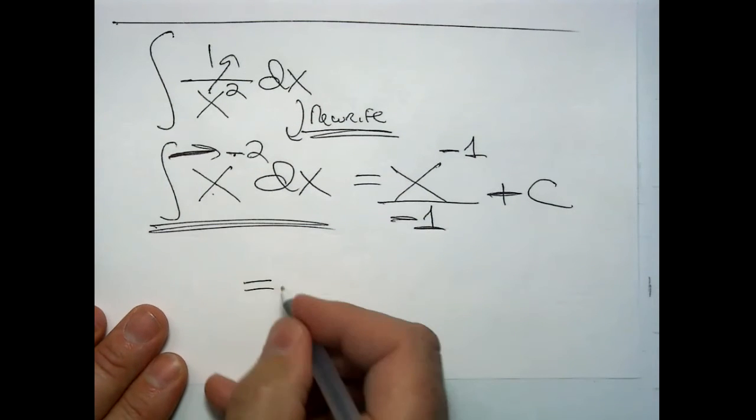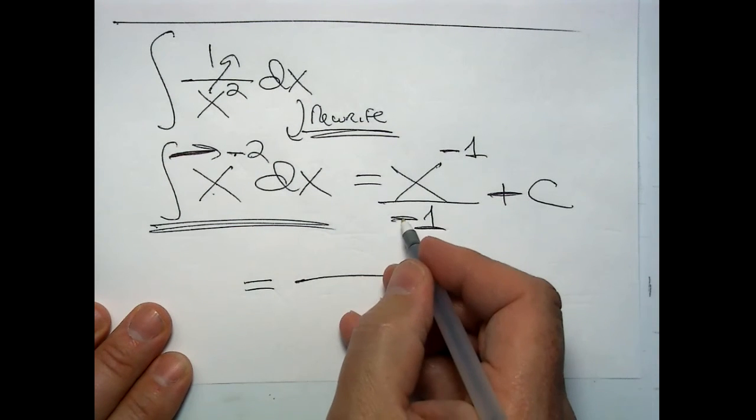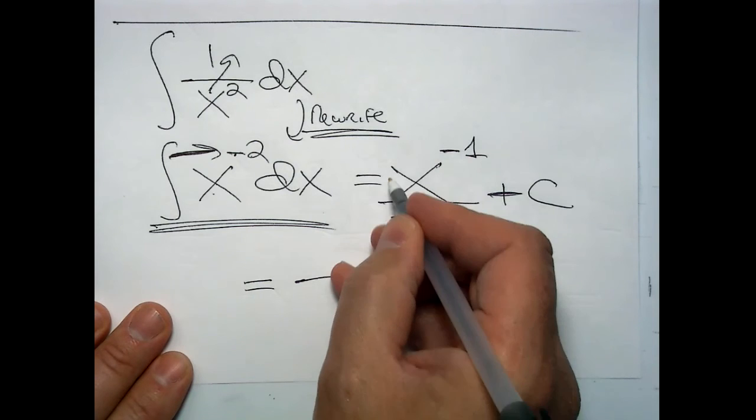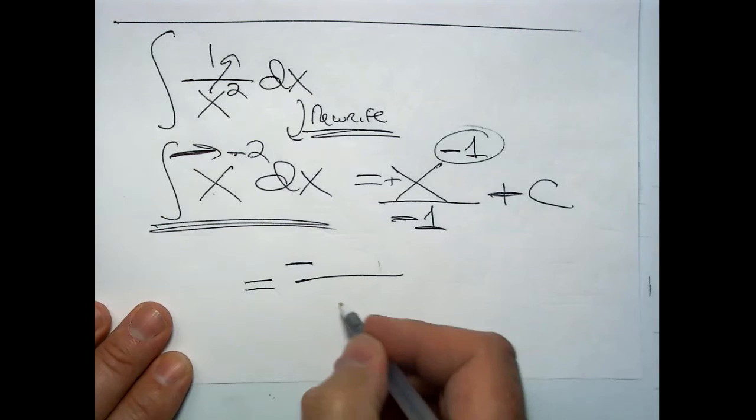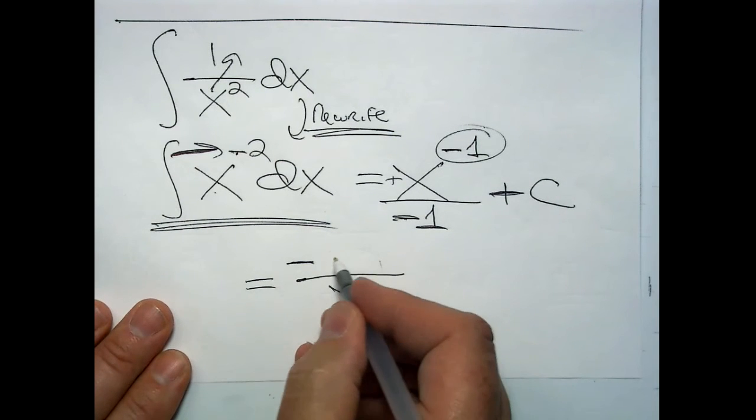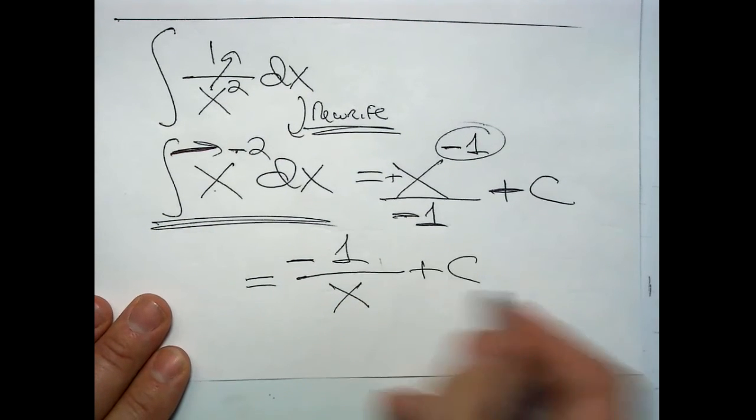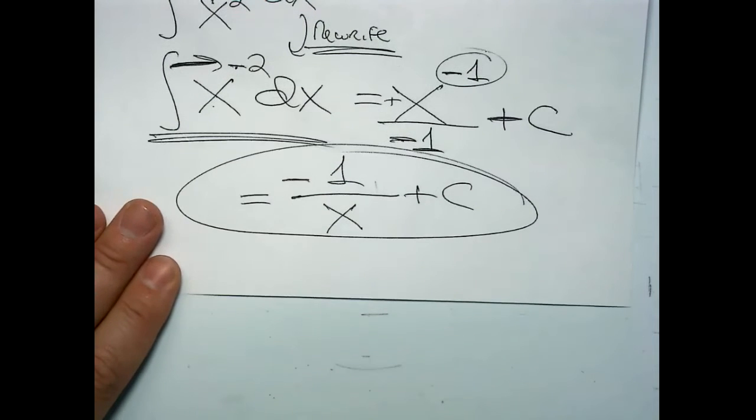Now let's do some cleanup on this thing. This is just a negative quantity. It's a positive over a negative. So overall, this thing's negative. The x to the minus 1 drops down below as x to the 1, and there's no blank up here. It's a 1. And this is the antiderivative right here.